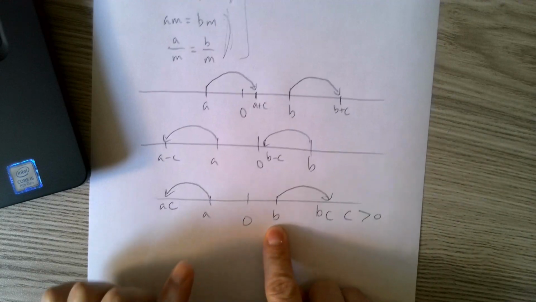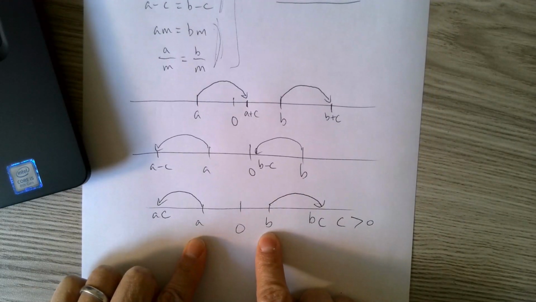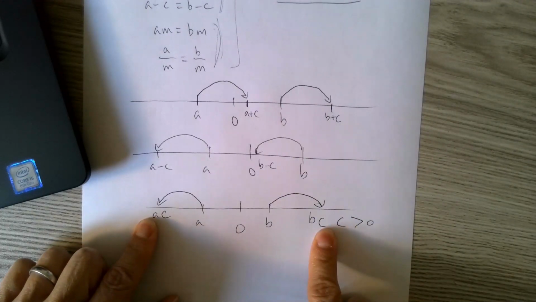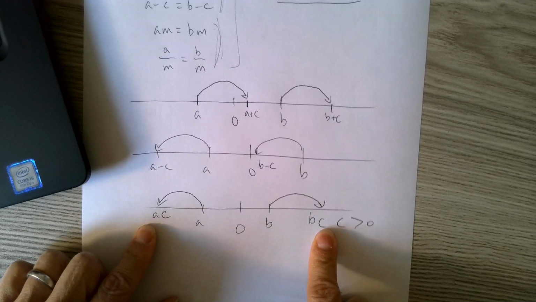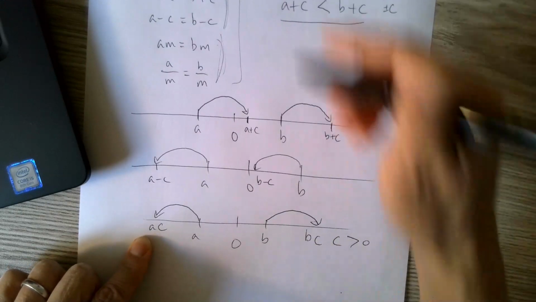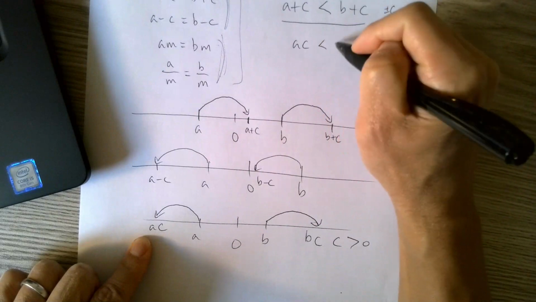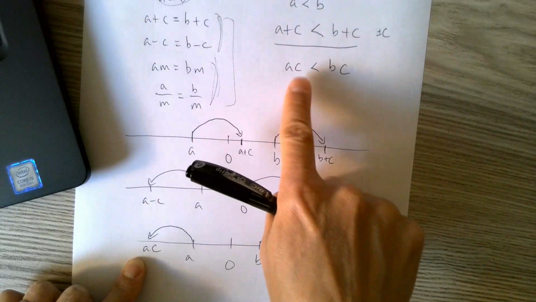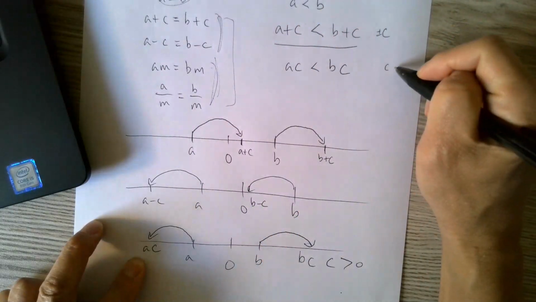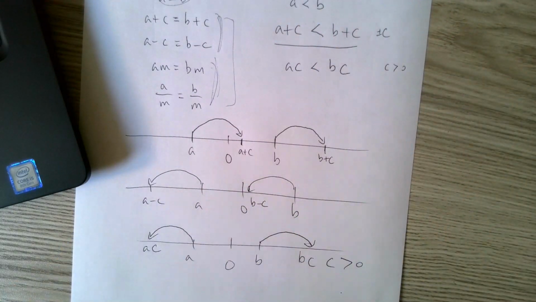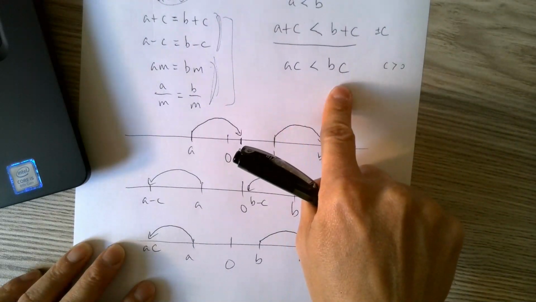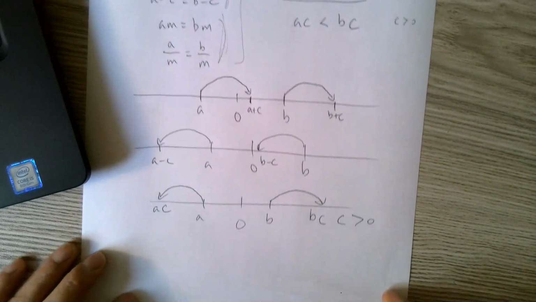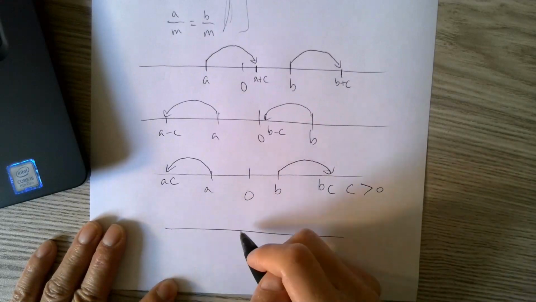But that's not the main issue. All we care about is, is the left side still less than the right side? Yes, AC is less than BC. So the inequality is preserved. So when I multiply both sides of an existing inequality by a positive number, nothing changes. However, I didn't inspect the case where both are positive, so let's try that.